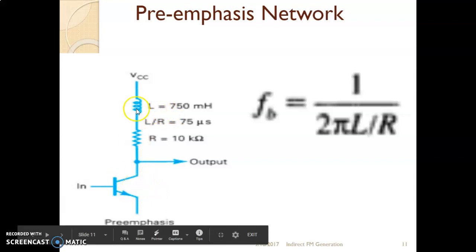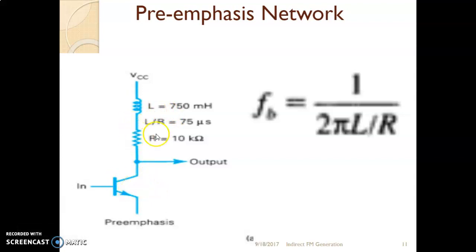In another book, we have a diagram something like this, wherein you can see the pre-emphasis network is constructed using transistor, inductor, resistor, and typical values are given. L is equal to 750 millihenry, R is equal to 10 kilo ohm, and this is the formula for cutoff frequency. Naturally, when we have a filter, it will have some cutoff frequency, and the formula is 1 upon 2 pi L by R.